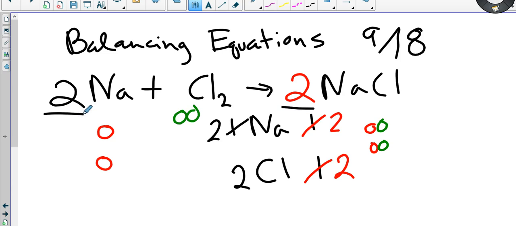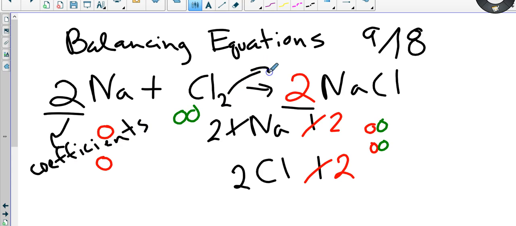You cannot change formulas, you can't do anything. The only thing you do is add coefficients, and these are called coefficients. So the numbers out front are called coefficients, and that's what we use to balance. The little numbers, just as a reminder, are called subscripts. We've been using subscripts. We have not used coefficients yet. So far, so good?